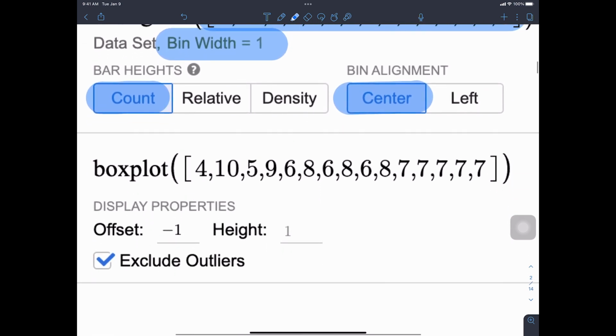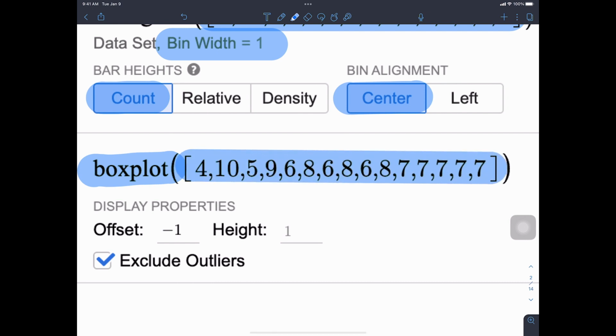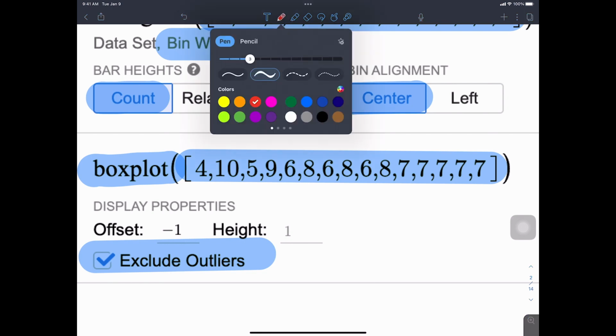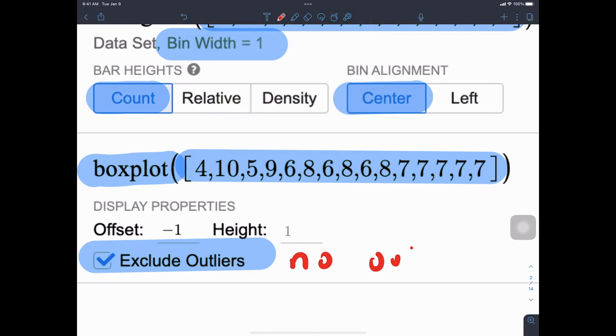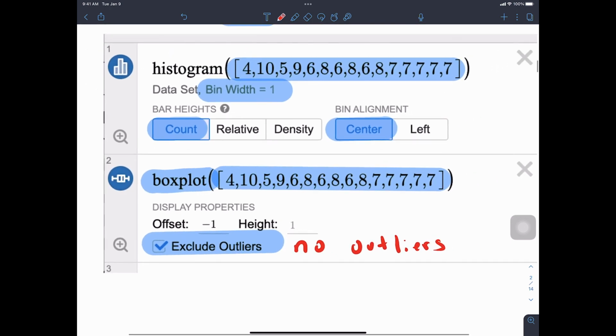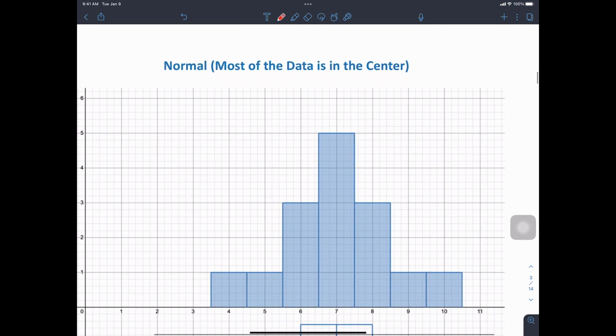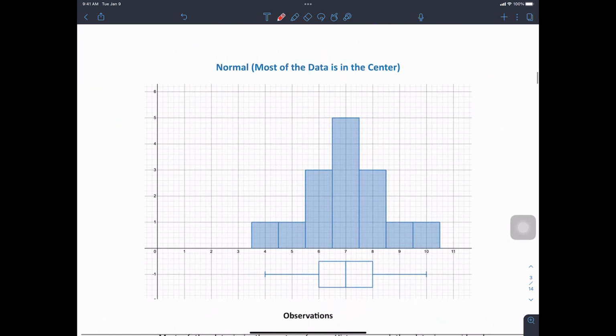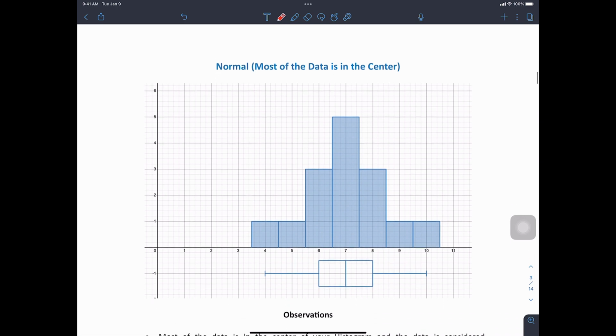Guess what Desmos also does? It draws a what? Box plot. And again, you enter the same data that way. You got to use that square bracket. And then you say exclude, which means to throw out the outliers. It doesn't matter because there were no what? Outliers anyway. So there's no outliers in this example. So it wouldn't matter. Okay? But very often you do exclude outliers. Sometimes you want to see them and sometimes you don't. So anyway, in Desmos, guess what happens? This is the histogram. And this here is the what? The box plot at the bottom. Okay?